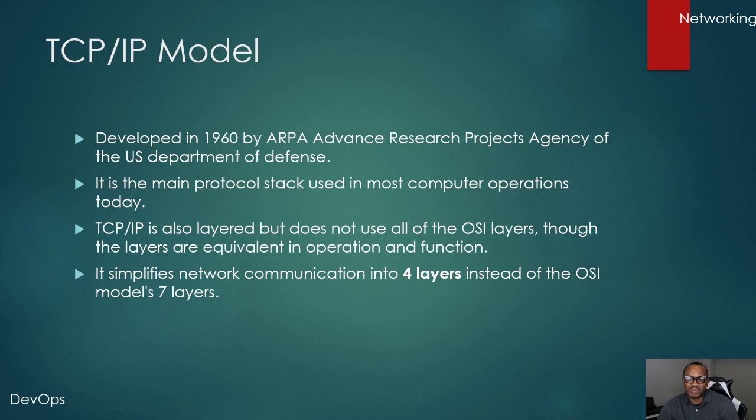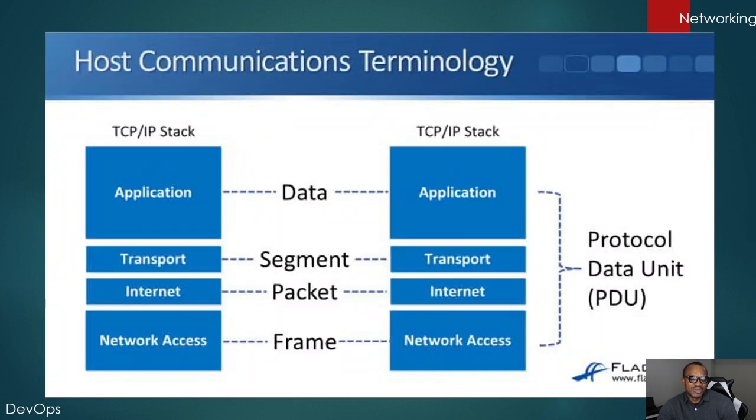The TCP/IP model is a practical real-world framework that defines how data is sent, received, and managed over networks, particularly the internet. It was developed by the U.S. Department of Defense. It simplifies network communication into 4 layers instead of the OSI model's 7 layers. The bottom layer is the network access layer, and data are in frames there. The next layer, which is the second layer, is the internet layer, and data are broken down into packets where your IP addresses are added.